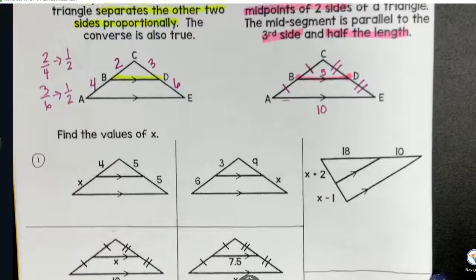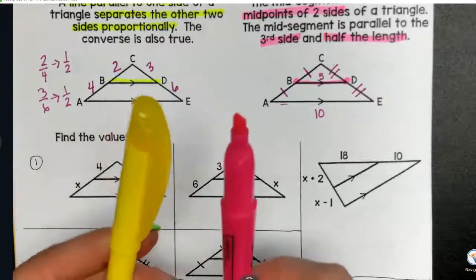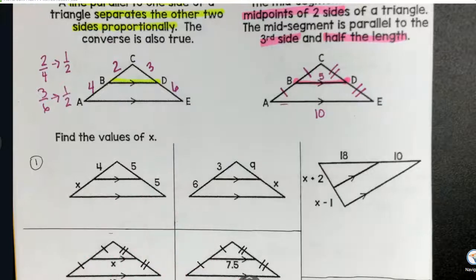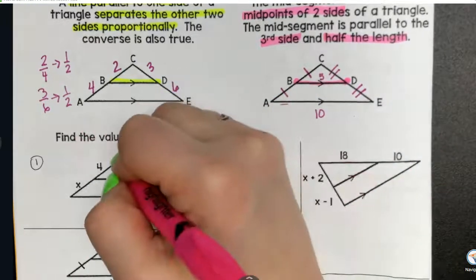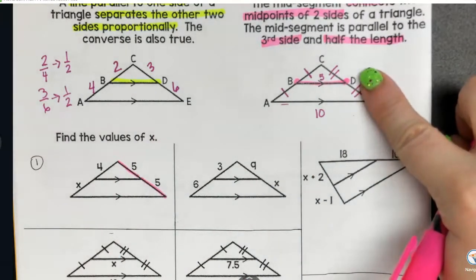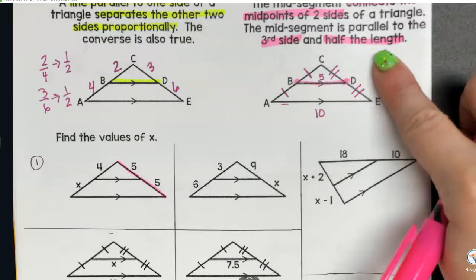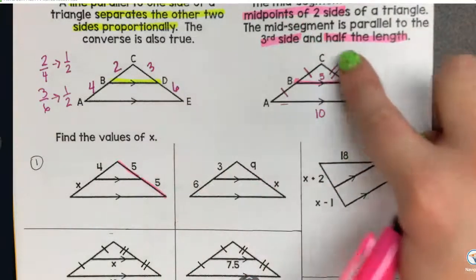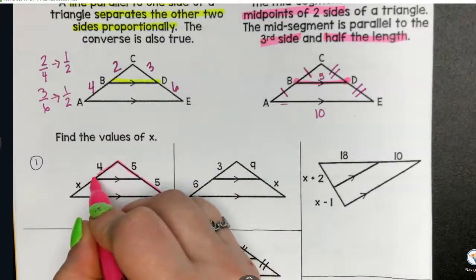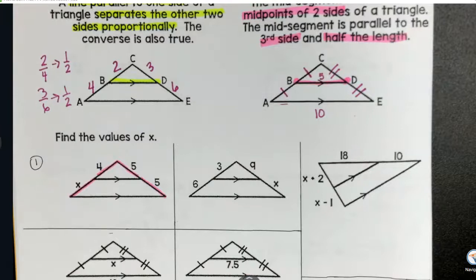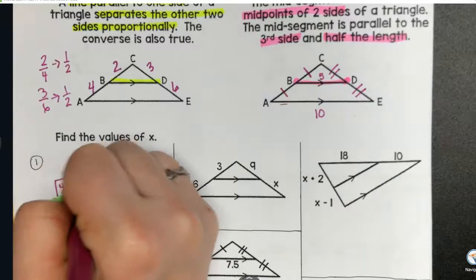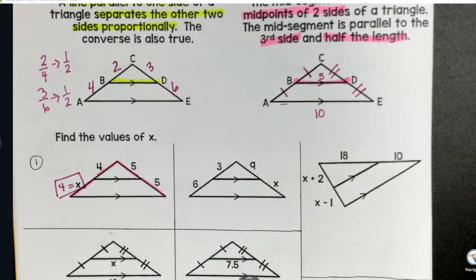The first thing you want to do is observe, and I'm going to use my highlighters. I'm going to see, does it look like this one or does it look like this one? So if I see here, what do I see? I see that 5 matches 5. Those don't match. These do match. So 5 and 5 match, which means 4 and x must also match, which means that x is 4. Not too shabby, huh?